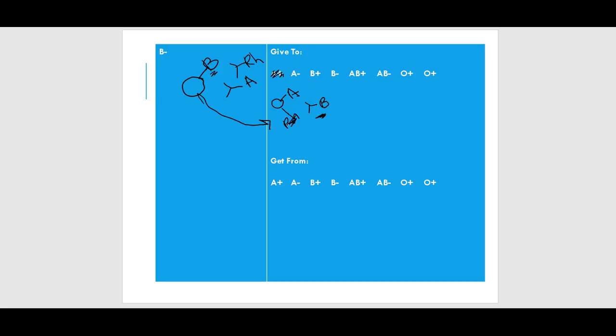A negative blood does not have the Rh antigen present, but it still has the B antibodies present. So the B antibodies would meet up with their B antigen and would clump.